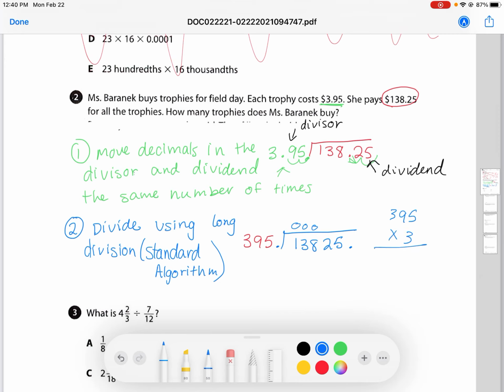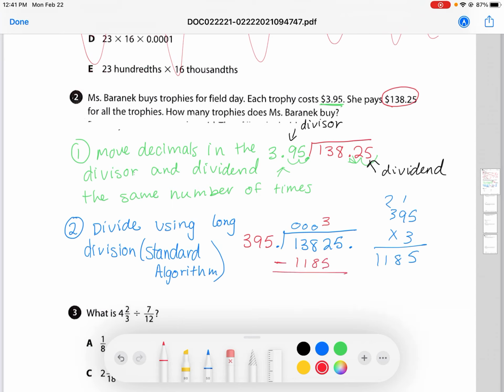So 5 times 3 is 15. 3 times 9 is 27, plus 1 is 28. 3 times 3 is 9, plus 2 is 11. So we end up with 1,185. Well, we can't fit more than that, so our answer is going to be, it fits in 3 times. So 1,185 is what we got.